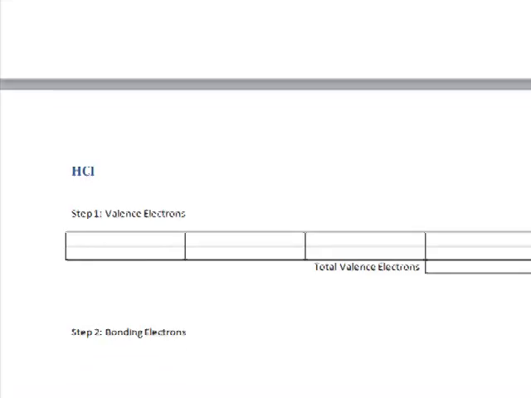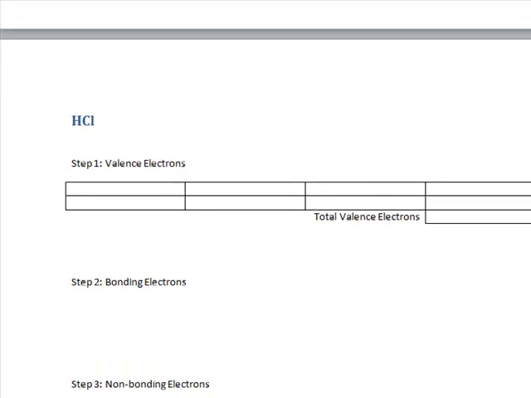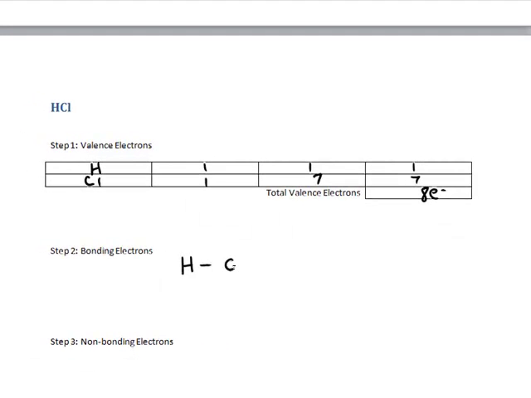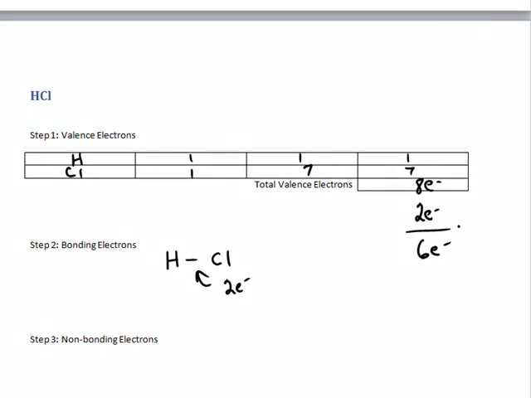The second example is hydrogen chloride, and we have 1 hydrogen and 1 chlorine. We look at our periodic table. We know that halogens are in group 7. We add them up, and we have, again, 8 electrons. But this time, we are only going to have 1 bond that shows between the hydrogen and the chlorine. This means we have shown 2 bonding electrons. We have 6 electrons left. They can only go around the chlorine atom.